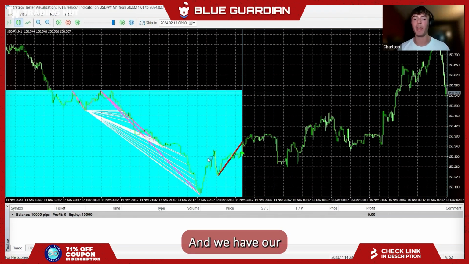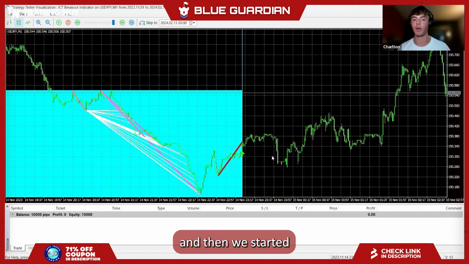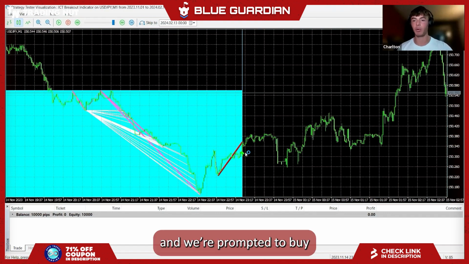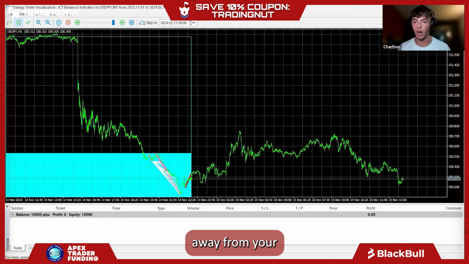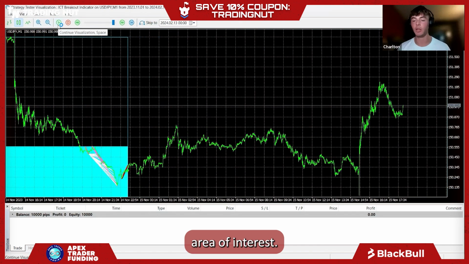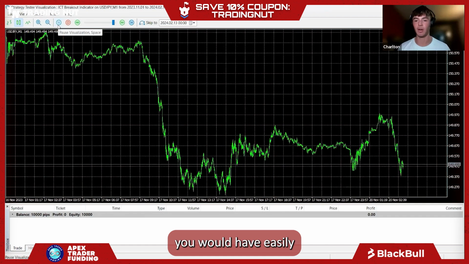And we have our break of structure, right? We were bearish, and then we started creating bullish price action, broke structure, and we printed a buy. And yet again, we saw a beautiful move away from your area of interest. You're just looking for 20 pips, and again, you would have easily got that.